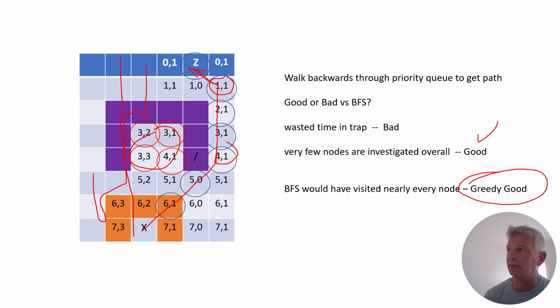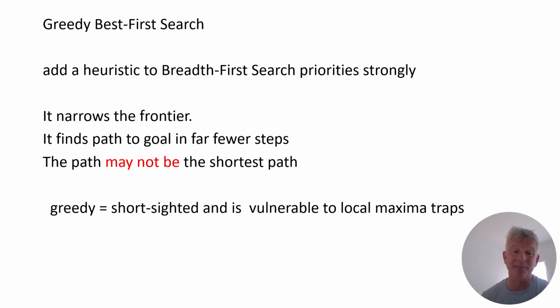Greedy is good. So a best first search, greedy best first search is a pretty cool algorithm to run. Fun to write too. So the greedy best first search adds a heuristic to the breadth first search priority strongly. If it narrows the frontier, it finds the path to the goal in fewer steps. The path may not be the shortest path. Remember, greedy is short-sighted and it's vulnerable to local maxima traps.